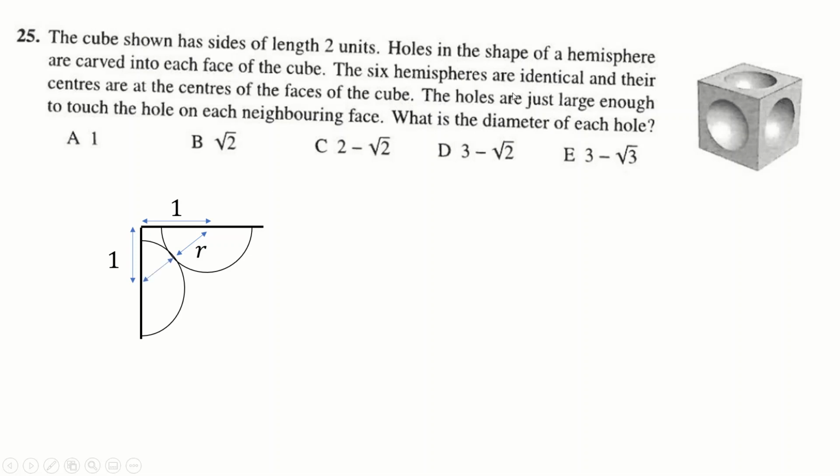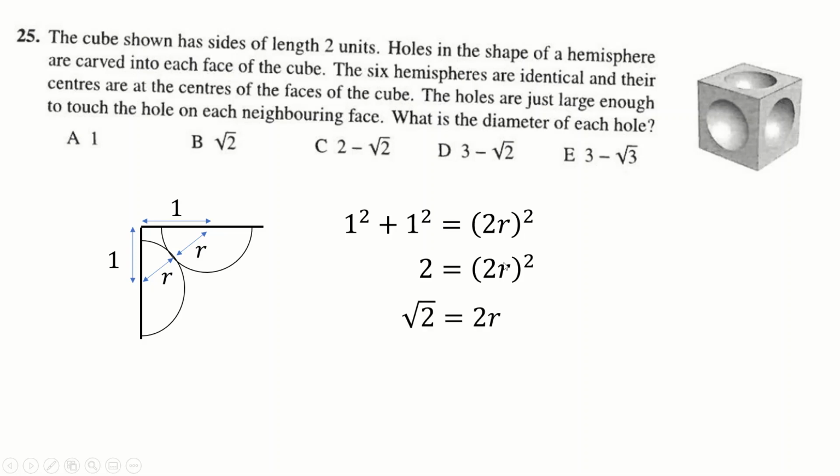All the circles are the same size, and now we just set up Pythagoras, because of course this is a right angle. 1 squared plus 1 squared equals 2r all squared, but of course it's asking us for the diameter of each hole, and the diameter is just 2r. So I just need to solve this for 2r. So 1 squared plus 1 squared is 2, square root, and we get 2r as root 2, and that is the answer. 3 lines of working for the last question is pretty good, and that's the entire paper.